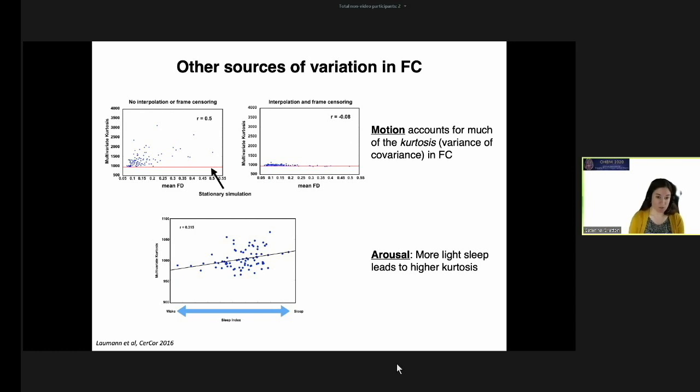Now, arousal, of course, may be an interesting neural feature of your data, but it may suggest that an important consideration in interpreting changes in the dynamics of functional connectivity during rest is whether or not they are more likely to be attributable to arousal as opposed to cognitive variation.